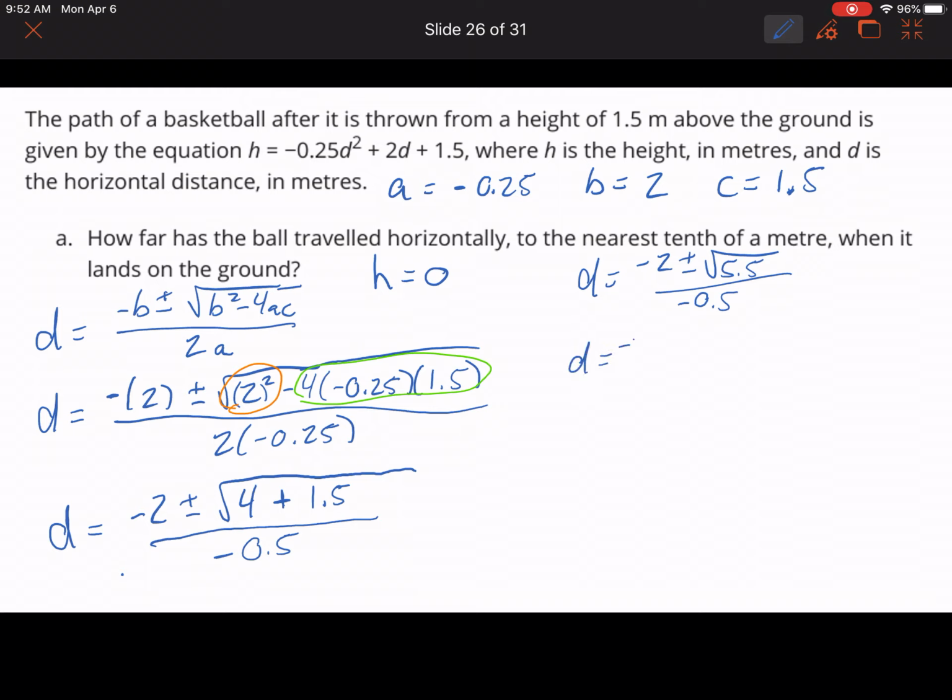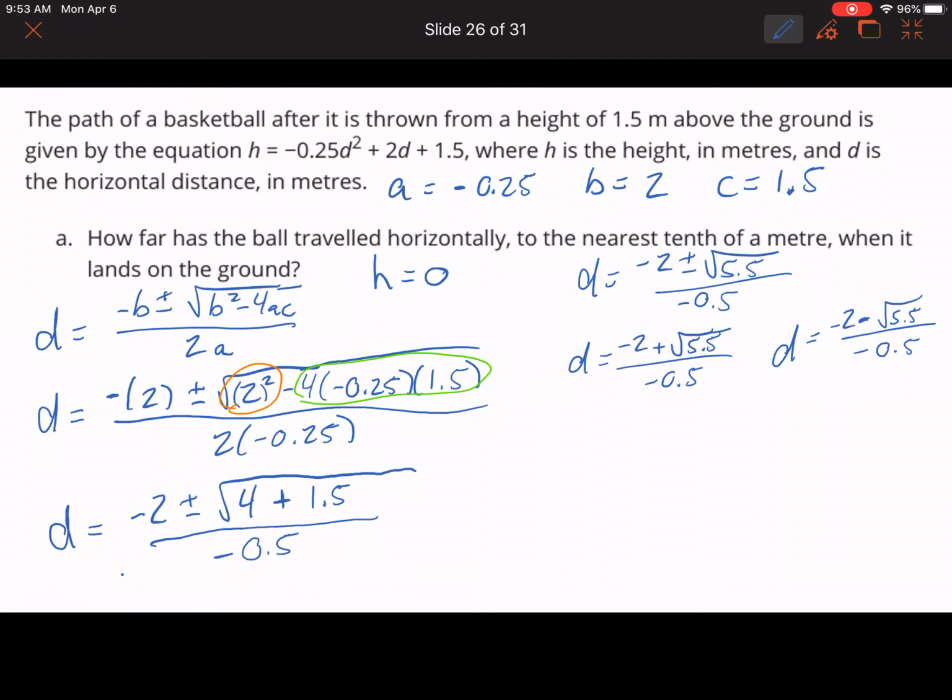And again, this will be calculator work. We've got plus the square root of 5.5. Most calculators, you have to do the square root sign first and then put in the 5.5. You have to know how your calculator works. Oops, and this one is minus the square root of 5.5 all over negative 0.5. And so that -2 and that -0.5 do cancel each other out. We could have done that as well before this point.